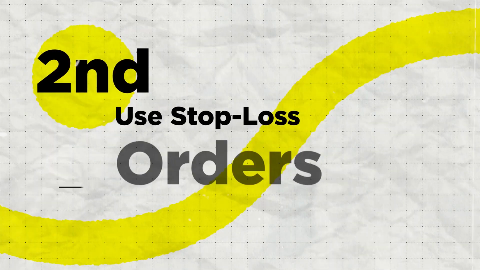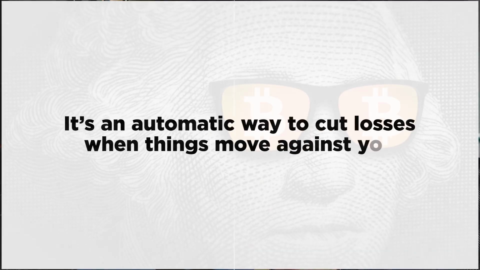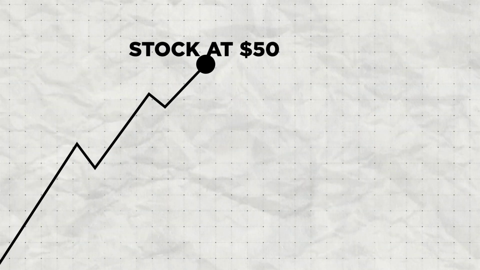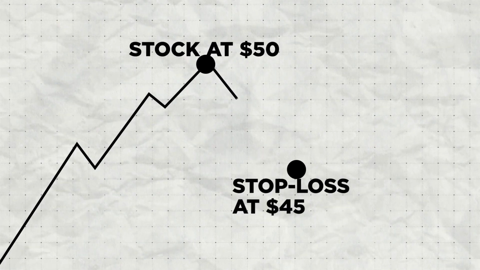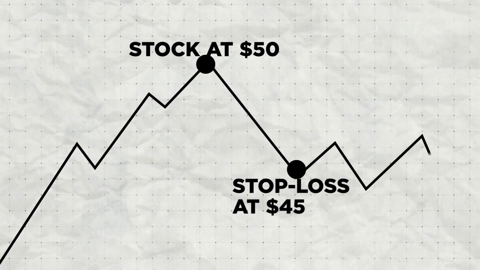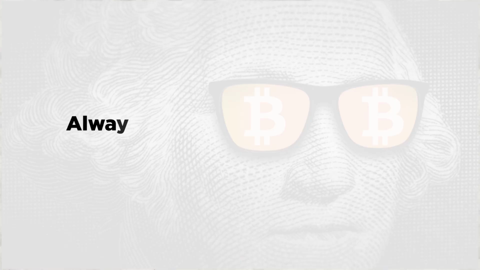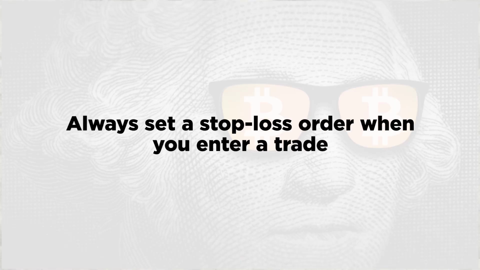Point number 2, use stop loss orders. It is your safety net. They make sure you don't lose more than you are comfortable with. It is an automatic way to cut losses when things move against you. For example, if you buy a stock at 50, set a stop loss at 45. If the price drops, your position closes automatically, limiting your losses. So the practical step here is, always set a stop loss order the moment you enter a trade. Adjust it as the trade goes your way to lock in profits.